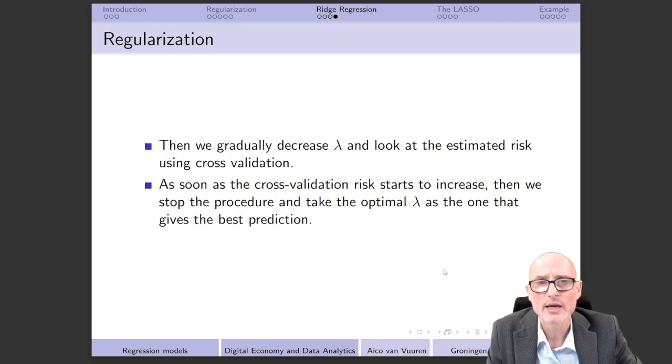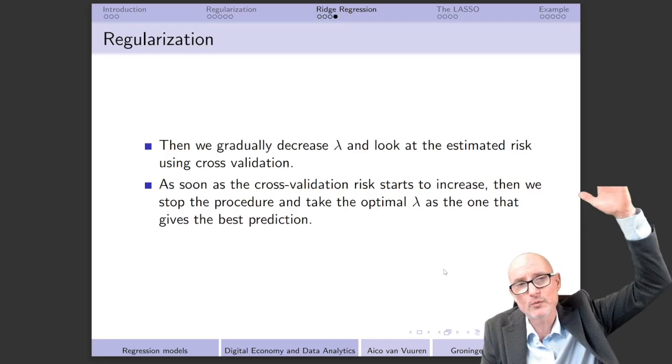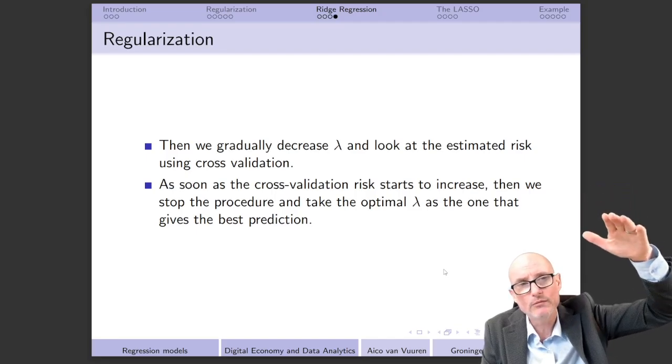But then what we can do is gradually decrease the level of lambda. That implies increasing the value of alpha, and that implies that we have a less and less restrictive regression. And that implies, of course, that the cross-validation risk will actually go down at the moment that we decrease the values of lambda.